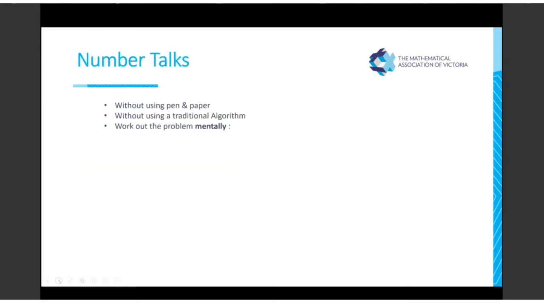Okay, we do also have a couple of papers that we'll share with you at the end of this. There's some information from Joe Bowler, and also Dan Finkel through Maths for Love has a paper with all the little tips and so forth for running these. So, without using pen and paper and without using any traditional algorithm, we want you to work out the following problem mentally. Initially, we're going to ask you to type your name and solution in the chat box. So there's the first one.